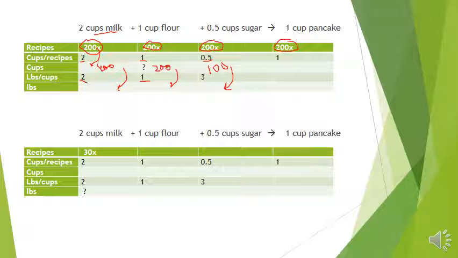Next problem says if you have 30 recipes, how many pounds of milk do we need? This is combining the 2 relationships, recipes to cups and cups to pounds. First you want to find out how many cups that is. If you have 2 cups per recipe, you do that 30 times, you end up with 60 cups. And each cup weighs 2 pounds, so you're going to do 60 times 2 for 120 pounds of milk. So if you need to do 30 recipes, you need 120 pounds of milk. And you can do the rest over here as well. Just multiply down.